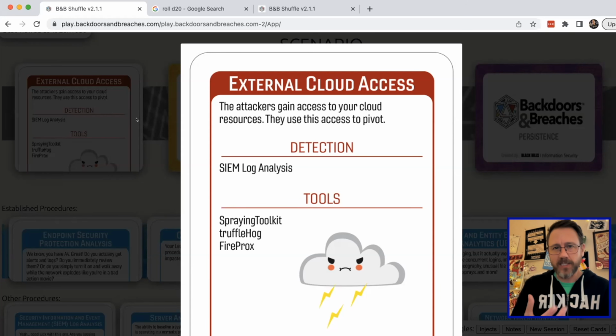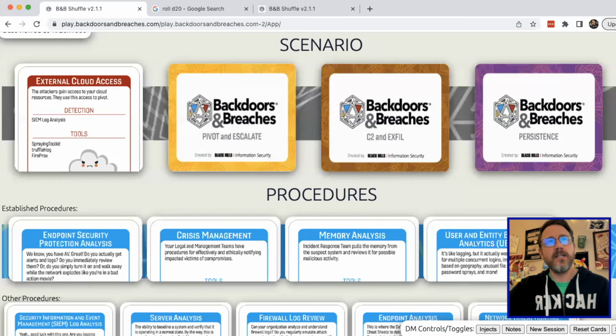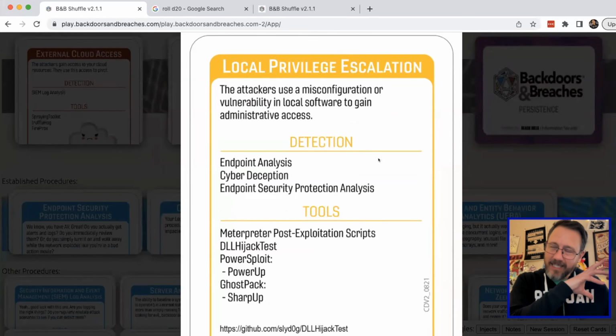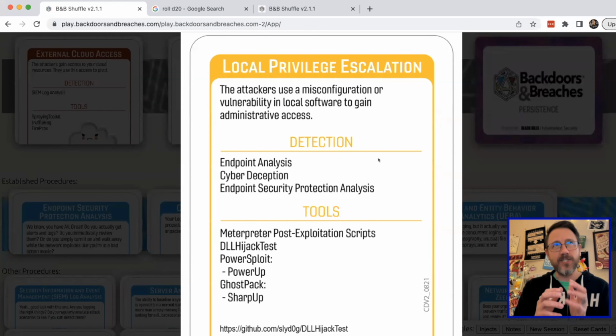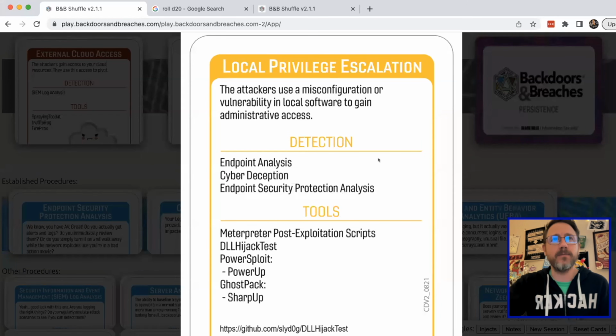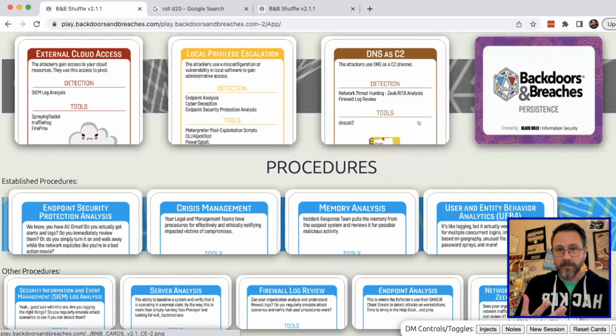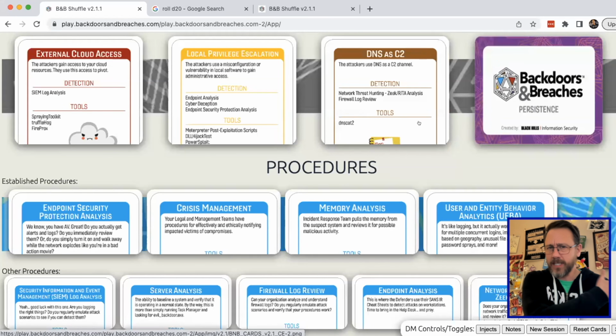And so you can start explaining that to new people. And then you get over here to local privilege escalation. You're like, well, how does external cloud access, how could they potentially get into local privilege escalation? And so you can explain this to the people on your team. And then you're like, well, DNS is C2, and you can talk about potentially all the times in the past that DNS has been used in a form of compromise for your organization.